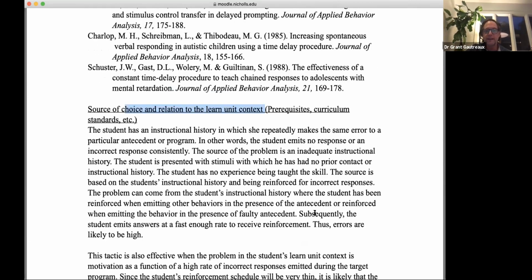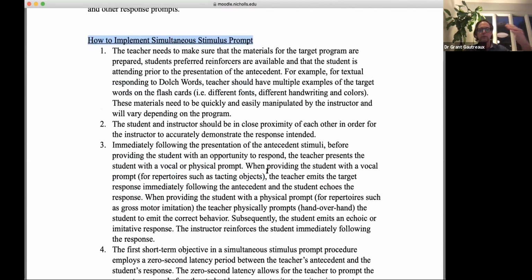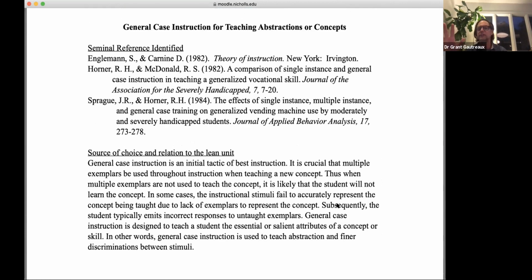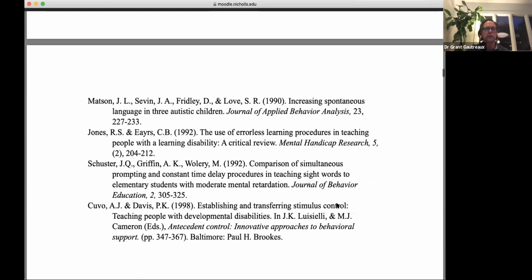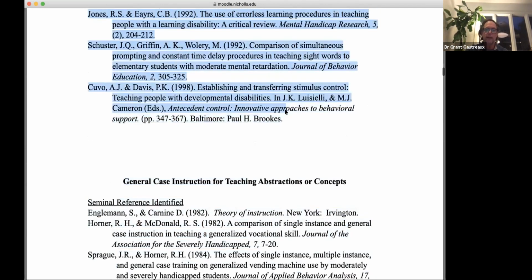So we talked about that, and then how to implement a simultaneous stimulus prompt step by step. Boom, boom, boom, boom, boom. Then we have alternative and supplemental references. How many do you need? Look, guys, if you have one seminal or primary reference and one alternative ref, that's fine. Might not get 100% A plus, but you'll probably still get an A. Don't just cut and paste like 25 of them. Relevant.